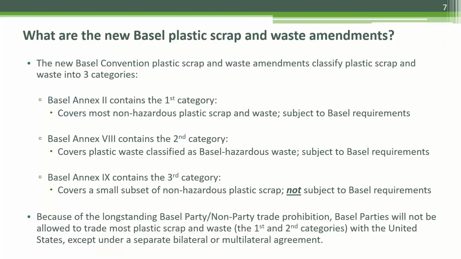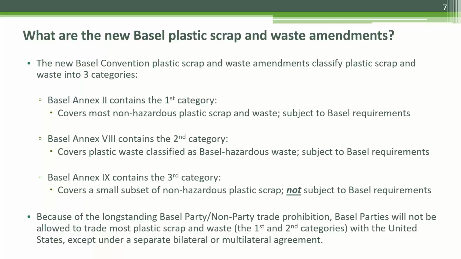From here on out, I'll be talking about what the specifics are. The new Basel provisions classify plastic scrap into what I'm referring to as 3 different categories, establishing new listings for plastic scrap and waste in the 3 Basel Convention annexes where scrap and waste are identified and listed in the convention. The first category covers most non-hazardous plastic scrap and waste in what's known as Basel Annex 2.